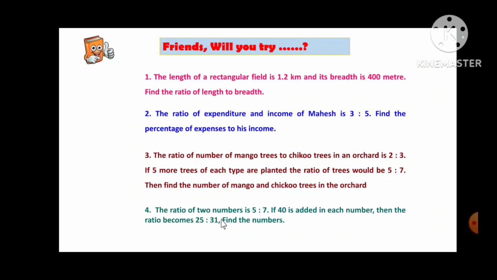The ratio of two numbers is 5:7. If 40 is added to each number, then the ratio becomes 25:31. Find the numbers. So these are the 4 problems you try, and search for similar problems in the reference study material and solve them.